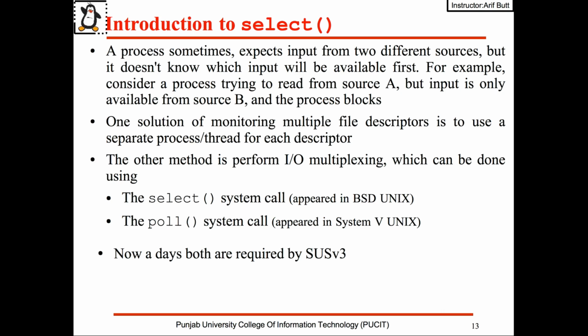One solution of monitoring multiple file descriptors is to use a separate process or a separate thread for each descriptor, as we have recently done. And the other method is to perform I/O multiplexing, which can be done using either the select system call, which appeared in BSD Unix, or the poll system call, which appeared in System V Unix. Nowadays, both are required by Single UNIX Specification version 3.